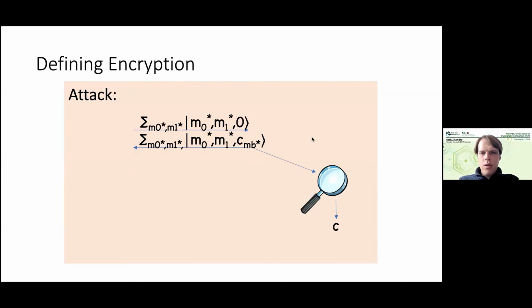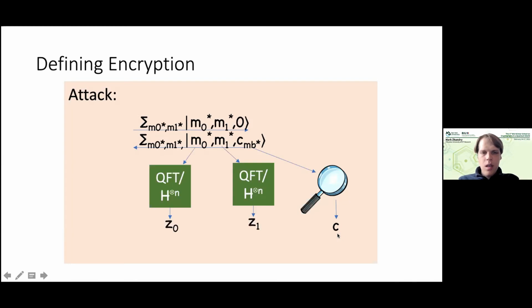So the first thing you do is you just measure the ciphertext register to get some C. Then you perform the quantum Fourier transform or Hadamard on these message registers and measure to get values Z0, Z1. Here's the observation: for whatever bit the challenger chose, B, the ciphertext C that you measured actually uniquely determines MB star. Why? Because the encryption is reversible if you have the secret key. So information theoretically, the encryption of MB star determines what MB star was. And so once we do this measurement before applying the Fourier transforms, MB star has collapsed to a classical value.